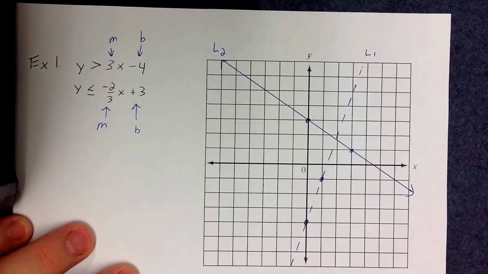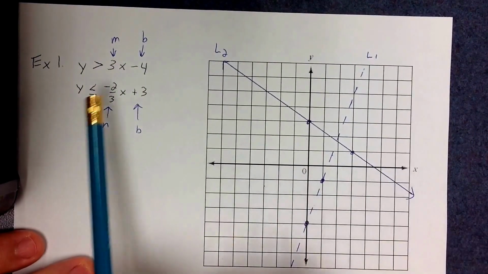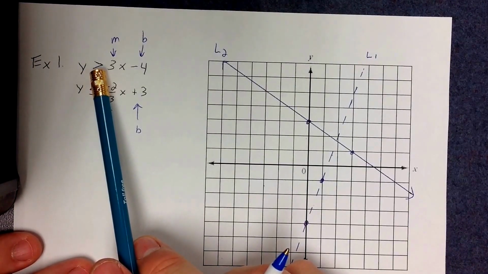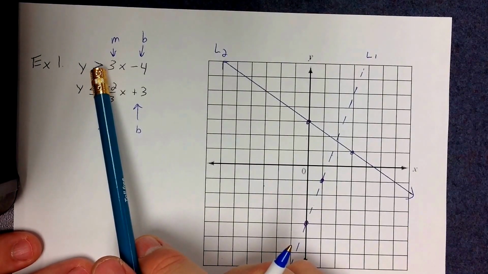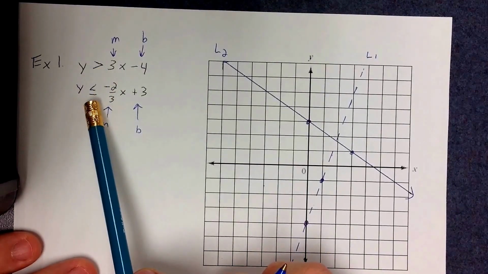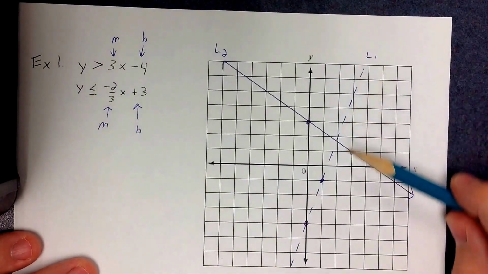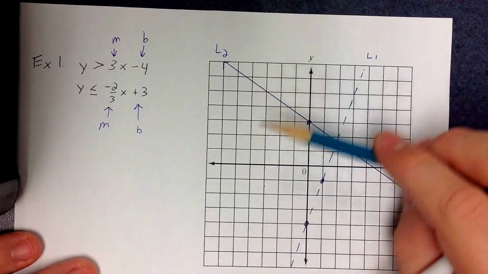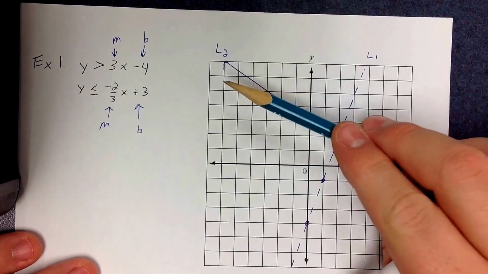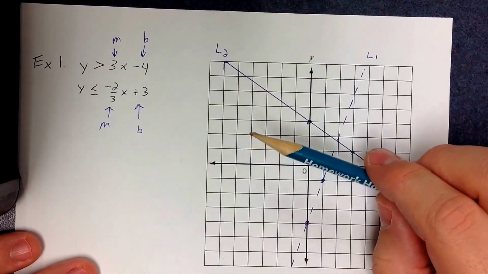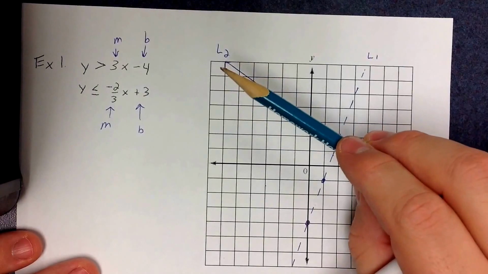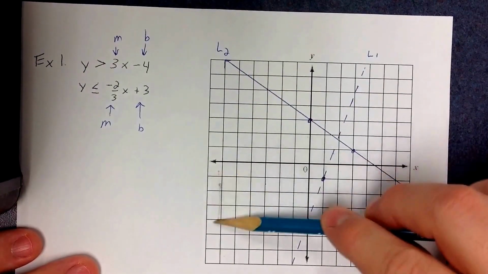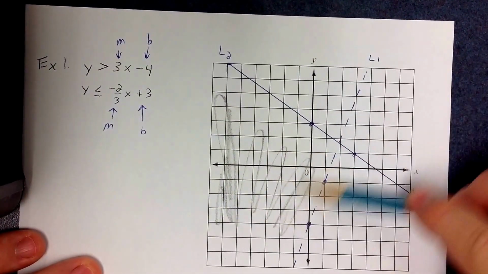Now let's talk about shading. Greater than means above, so it needs to be above the first line, but it also needs to be less than the second line. So here's the first line we drew. Above means it needs to be on this side. So above the first line, but it has to be below the second line because it's less than. So here's the second line, it has to be below that. Here's the first line, it has to be above that. So I would shade in all this area.